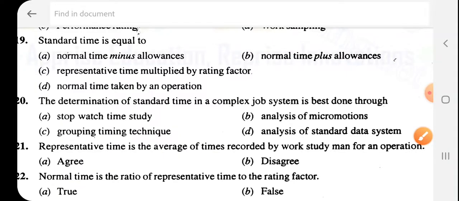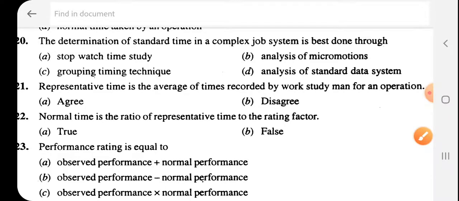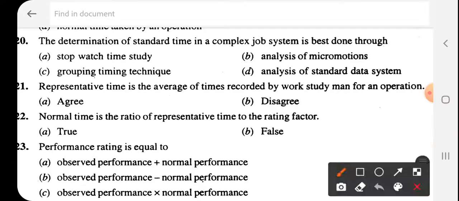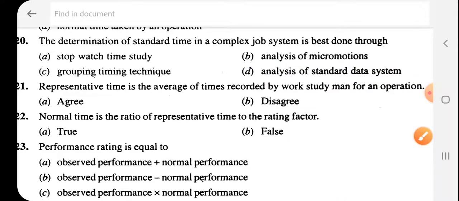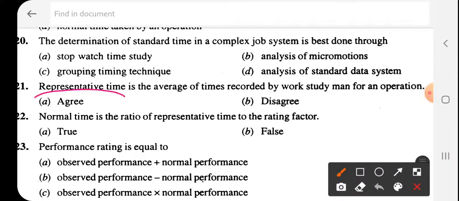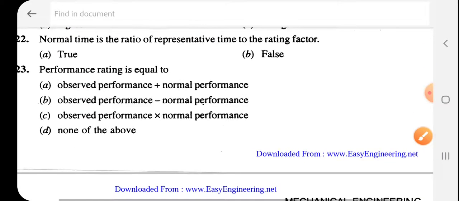Next, the determination of standard time in a complex job system is best done through analysis of standard data system. That is, D is the correct statement. Representative time is the average of times recorded by the work study man for an operation. That is the correct statement. That is the representative time.